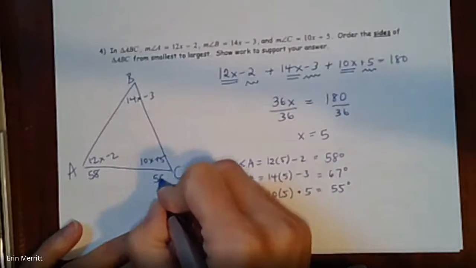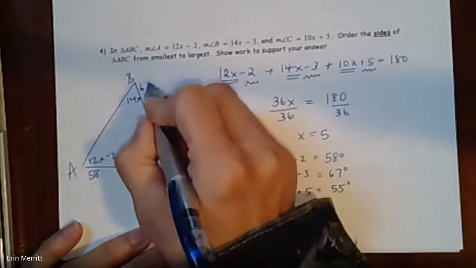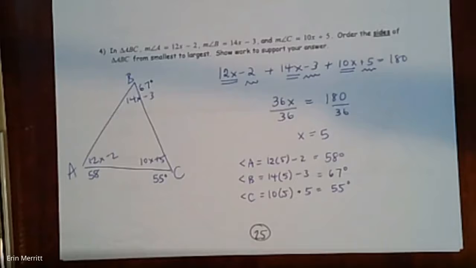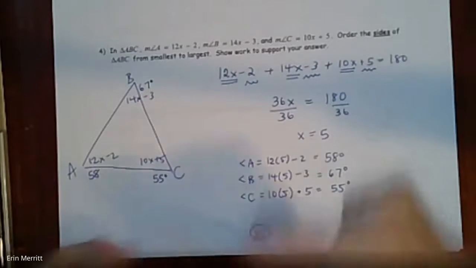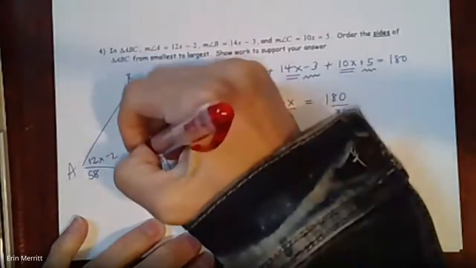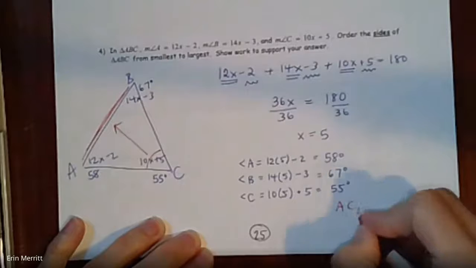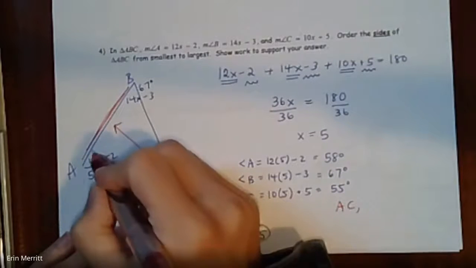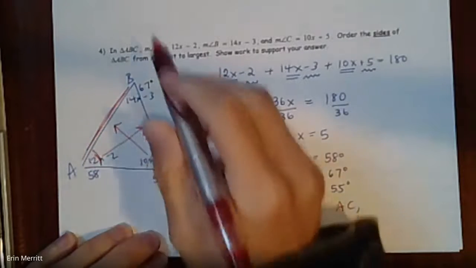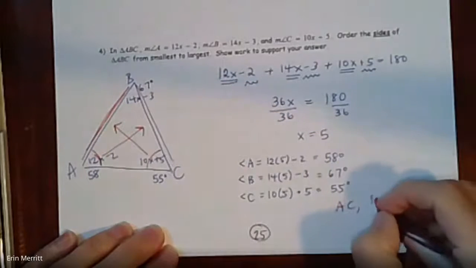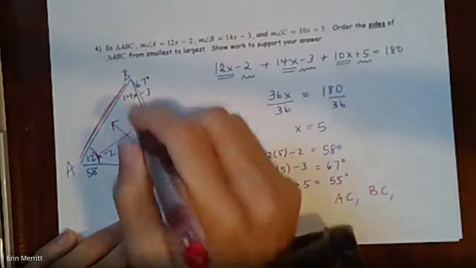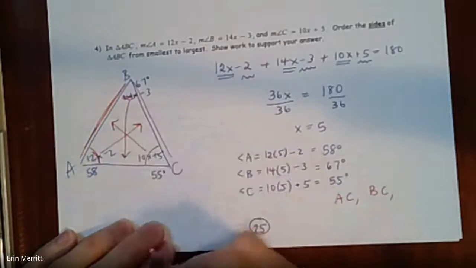All right, so let me get my labels in here. Go back and reread the question. Order the sides from smallest to largest. So smallest angle, locate that first. That's my angle C. So the side opposite of it, that's my smallest side. So that's going to be AC. Find your medium angle. That's my 58. Go across from that. That's going to be side BC. And then lastly, biggest angle, biggest side.